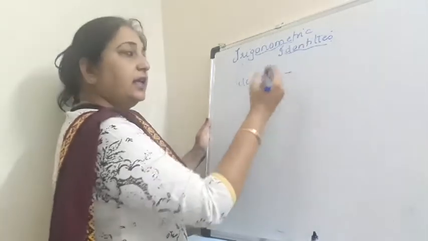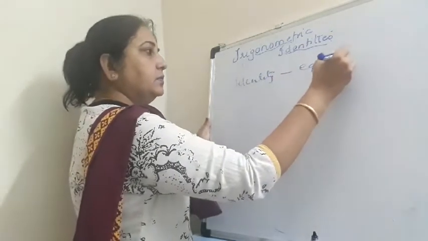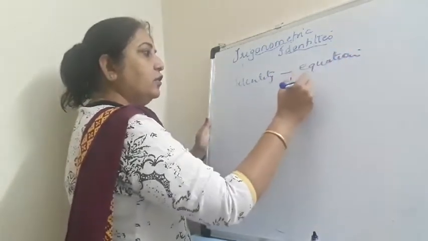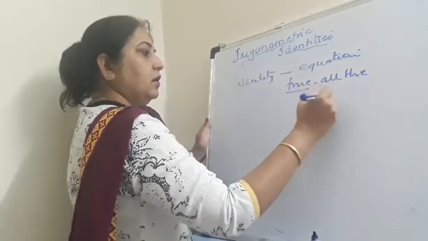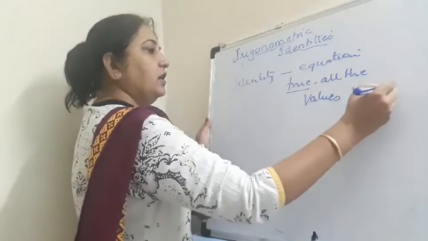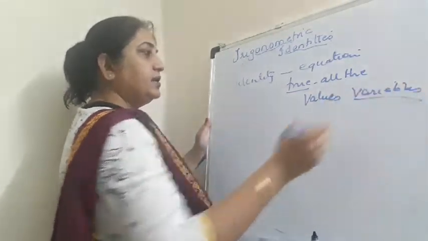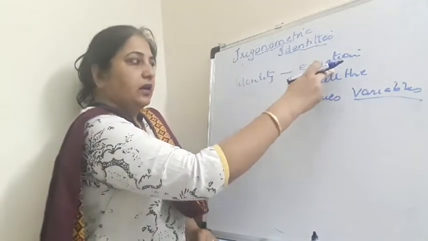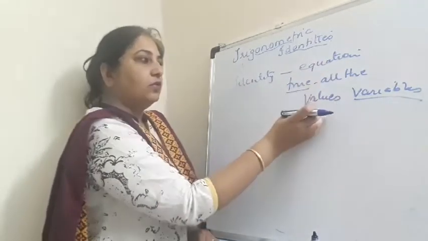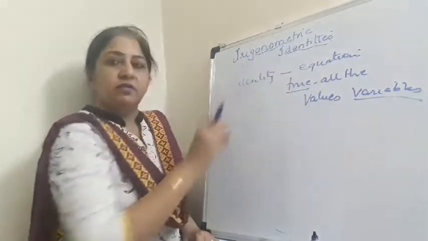An identity is an equation which is true for all the values of the variables which are involved in it. Okay, I repeat. What is an identity? An identity is actually an equation which is true for all the values whatever we substitute in the given variables in that identity.